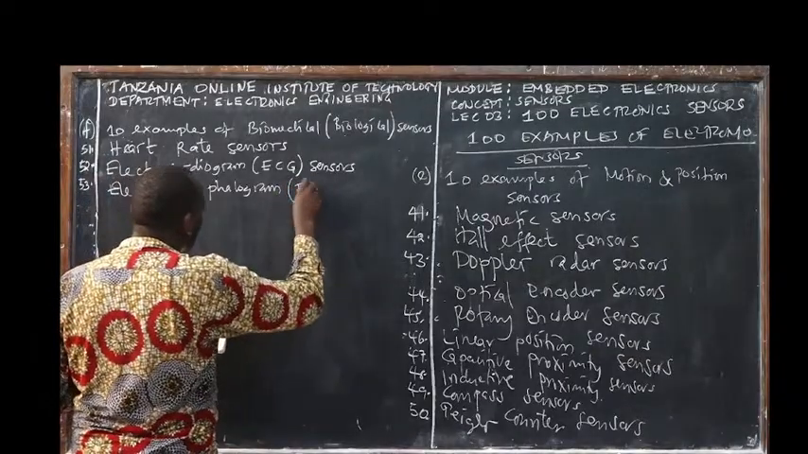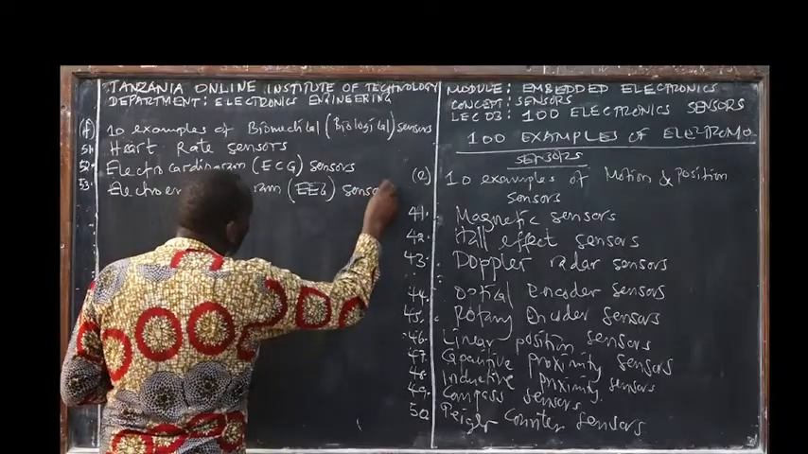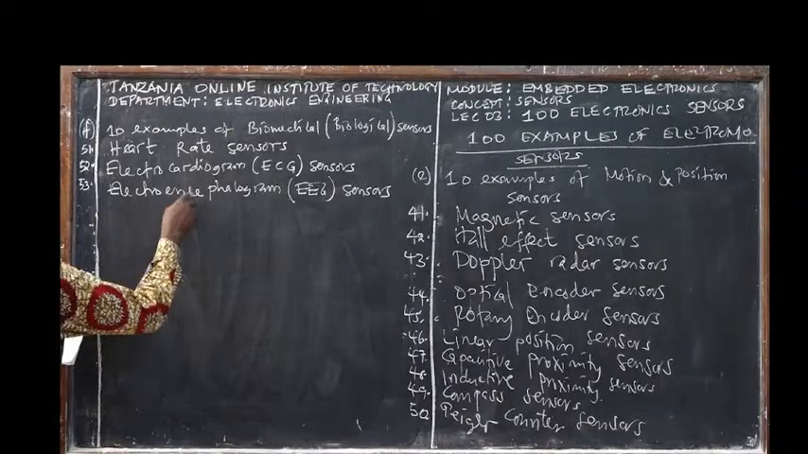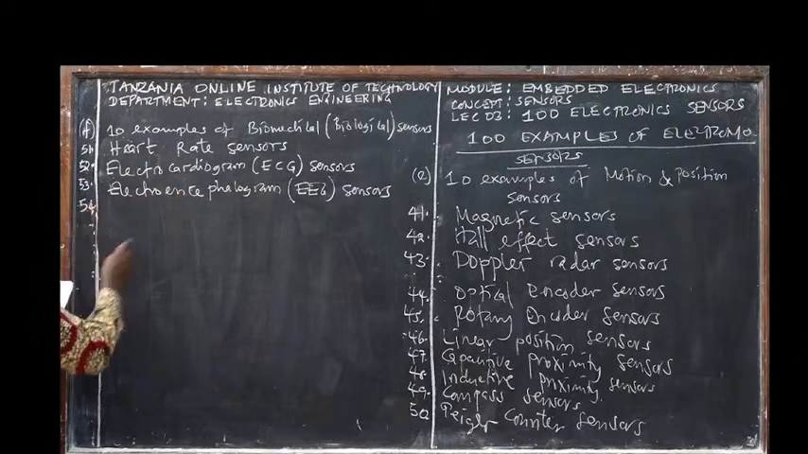That's why we use the abbreviation. Pronounce this, students. Electroencephalogram. Electroencephalogram. Again. This is EEG, or EEG sensor. Say EEG sensor.